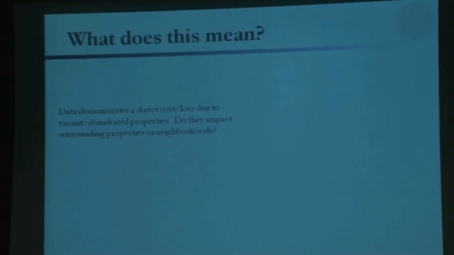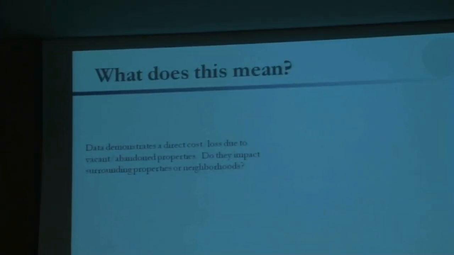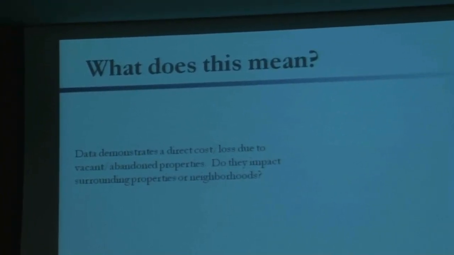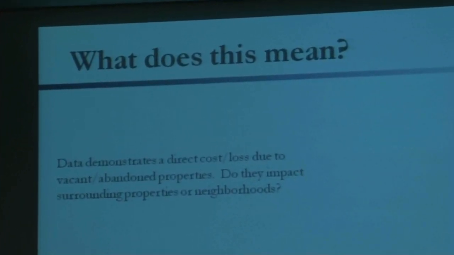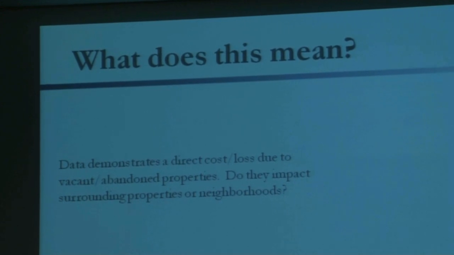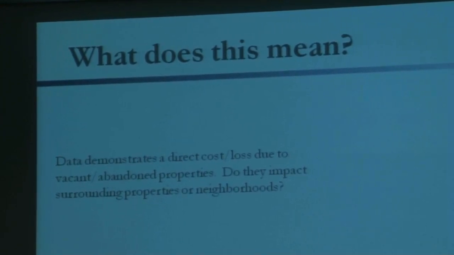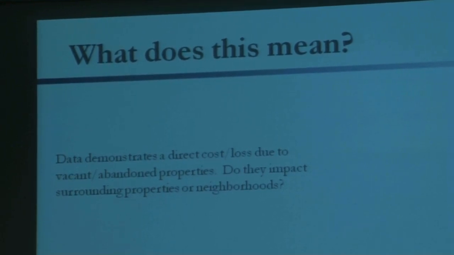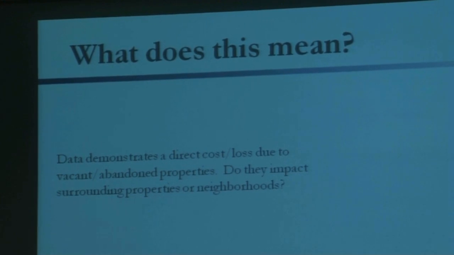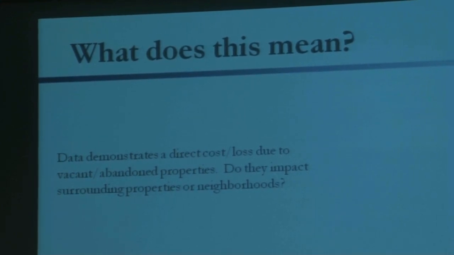So what does it mean to us? Okay, data demonstrates that there's a direct loss. We're using services that we don't want to use or that we can't use someplace else. Remember, if our code officers are going to those houses, they're not going someplace else, right? If our police officers are going to those houses, they're not going someplace else. We're losing water and sewer revenue, but do they impact the surrounding properties? I think they do. Everybody says they do. We've had a lot of studies that say they do.